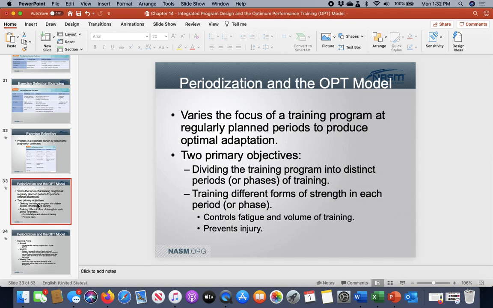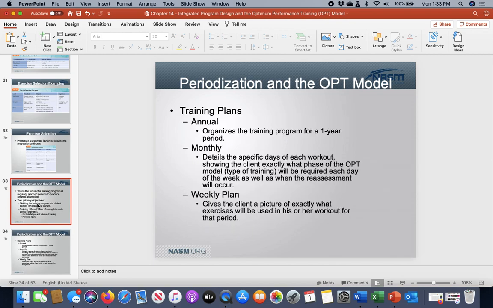It diminishes fatigue overall, not just in that session. And it basically diminishes, not removes the chance of, but diminishes the risk of injury. Okay. So how do you want to do it?